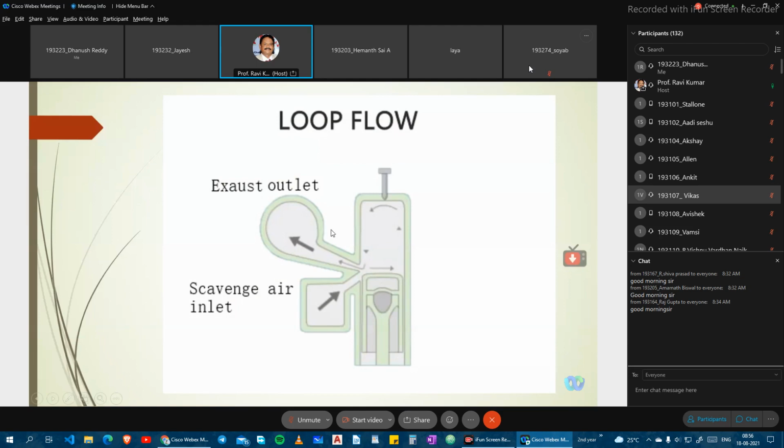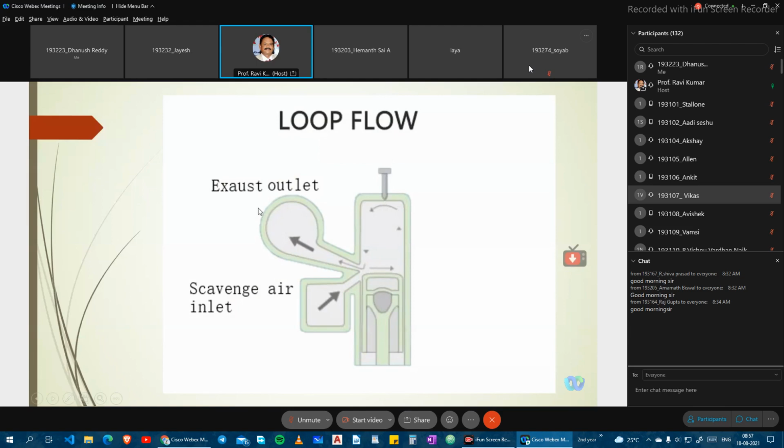Even at the scavenging air inlet, a small carburetor is arranged. Through this carburetor, while the piston goes through the upward stroke, it takes the charge to the top of the cylinder and leads to combustion. Once combustion occurs, the piston comes down. While the piston comes down, power is transferred here, and exhaust gases are pushed out this way in the loop system.